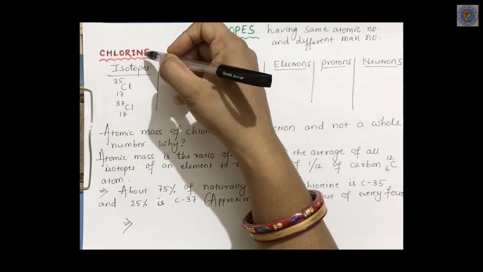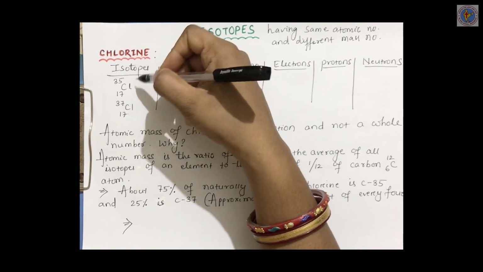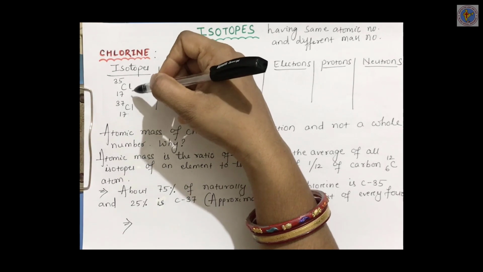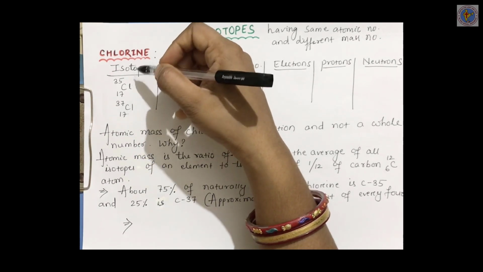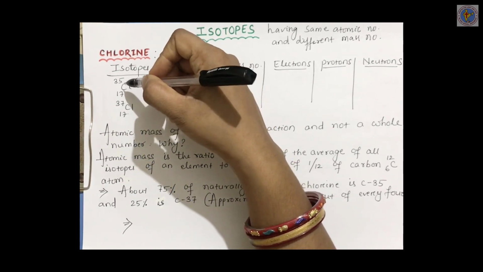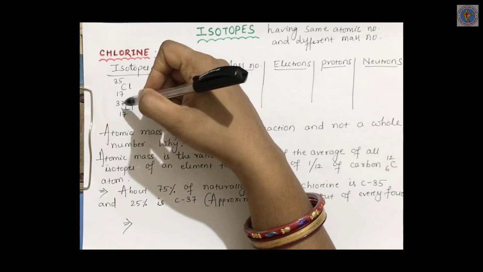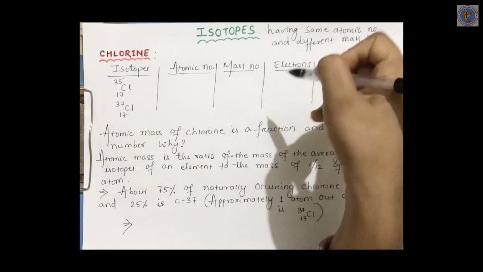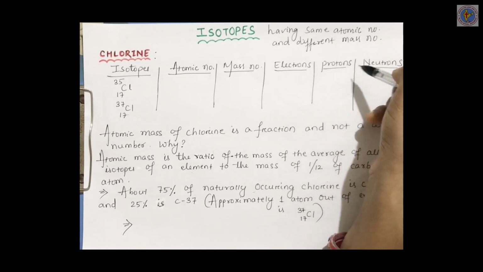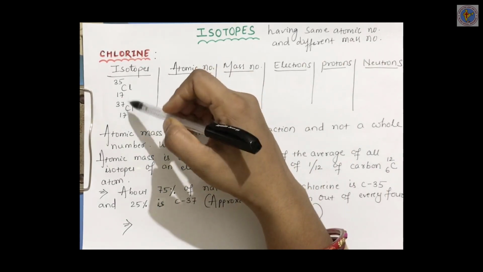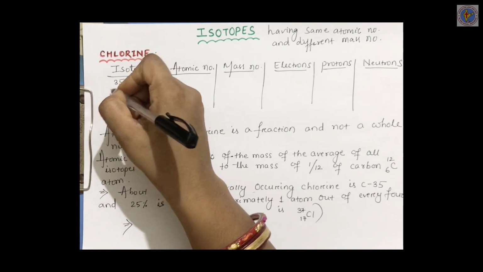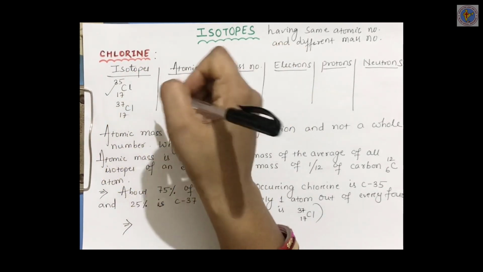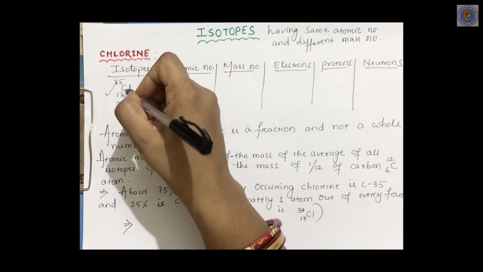As we know, children, chlorine exists in two isotopic forms. That means chlorine has two isotopes, that is chlorine 35 and chlorine 37. Let us try to find out the atomic number, mass number, electrons, protons and neutrons of both the isotopes one by one. So at first we'll find for chlorine 35.